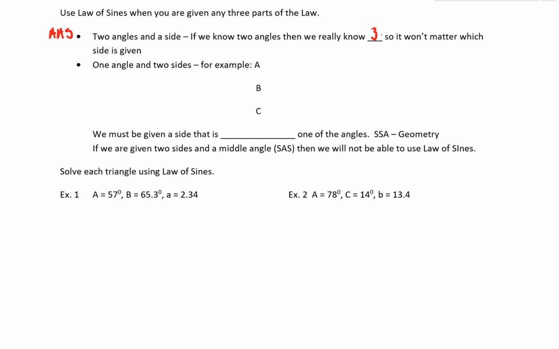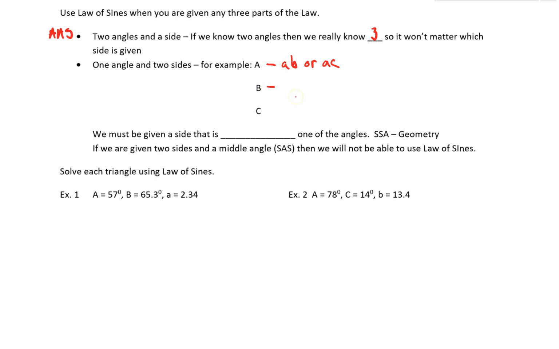The other one that they're going to talk about, one angle and two sides. Depending on where we are here, SAS would be something that we might consider. For example, if we're given angle A, then the two sides would either be A and B or A and C. Hopefully that makes sense. We need the side opposite and then one of the other sides.